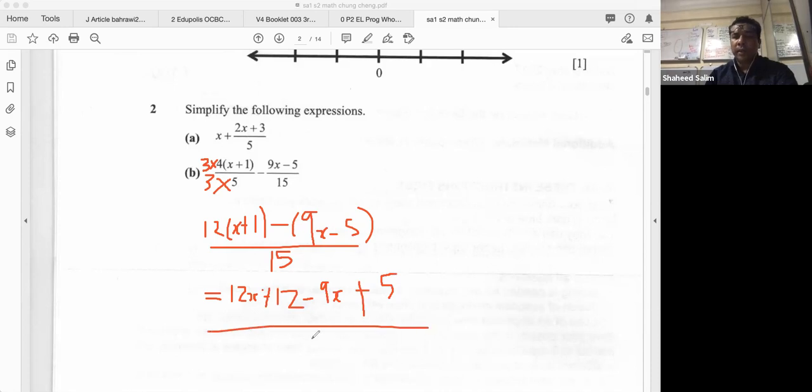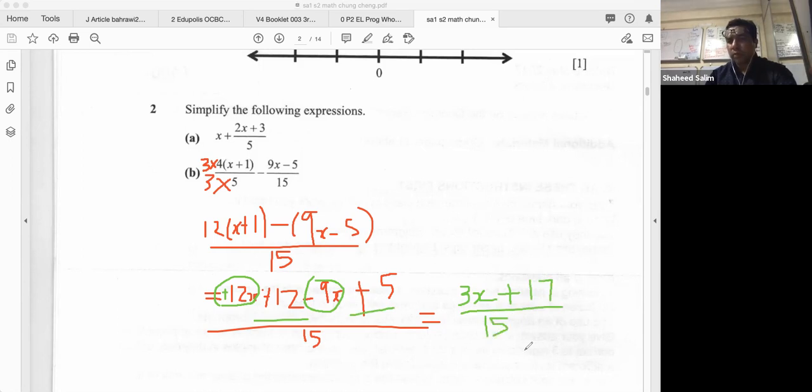So we group them together. 12 over 15, right? So now 12, I use a different color. You see, we circle the plus sign in front. There's a plus sign in front. Plus 12 minus 9. Remember, it includes a sign in front. You get 3x over here. So you have 12 plus 5, 17. Okay, this is your answer.